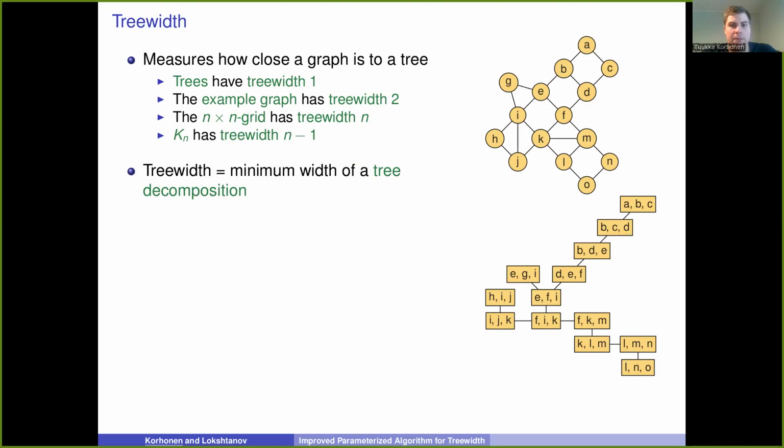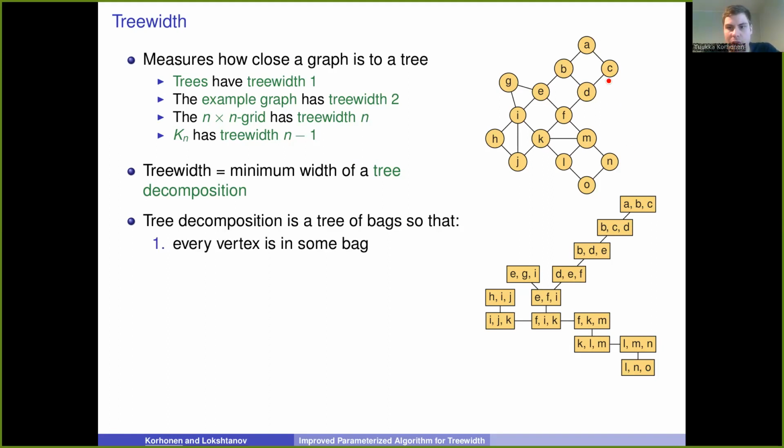Treewidth is defined as the minimum width of a tree decomposition of the graph. So here is a tree decomposition of this example graph. So what is a tree decomposition? A tree decomposition is a tree of bags. Bags are subsets of vertices that satisfy some properties.